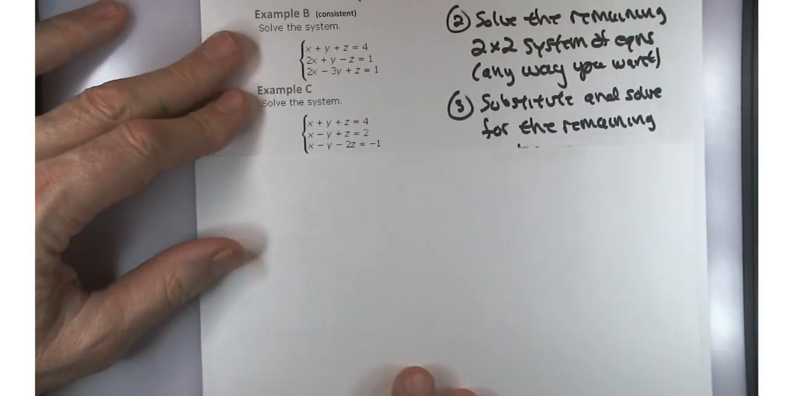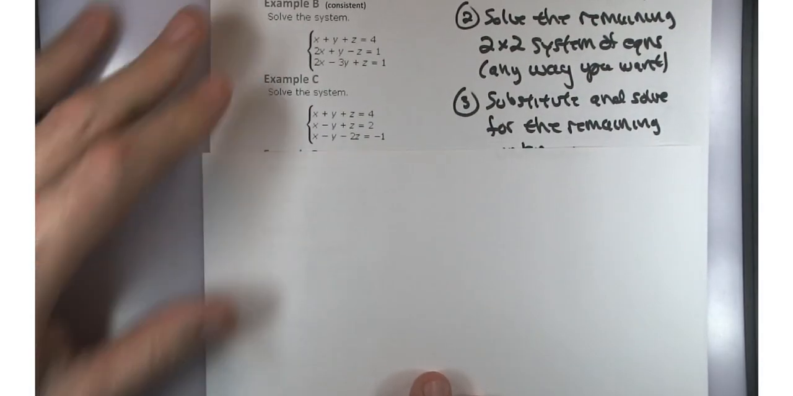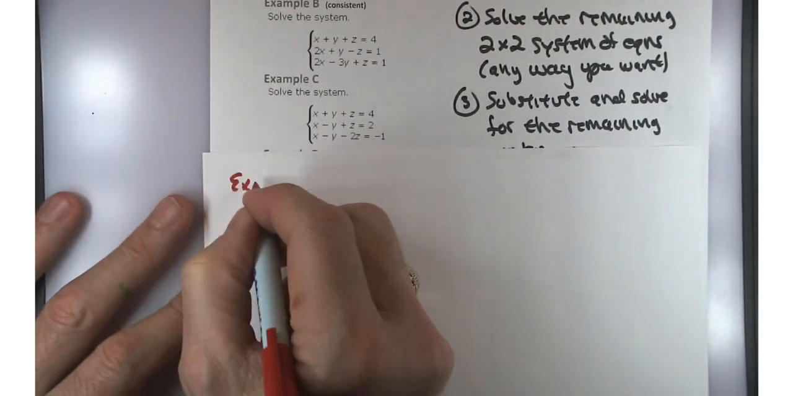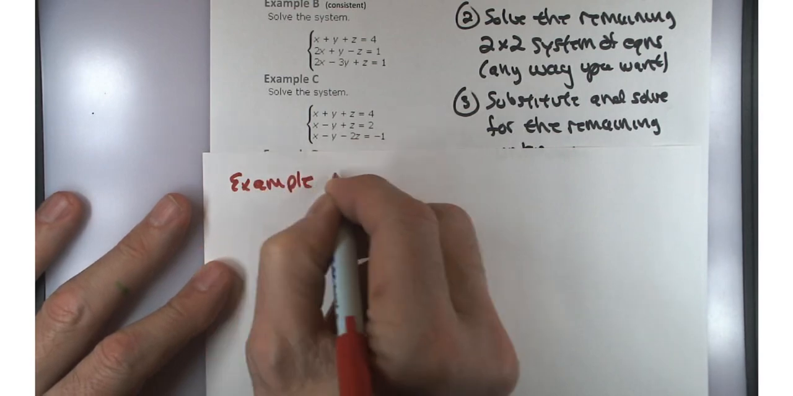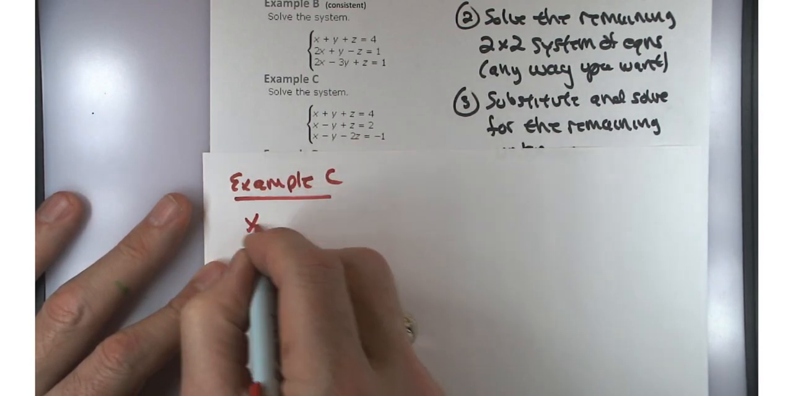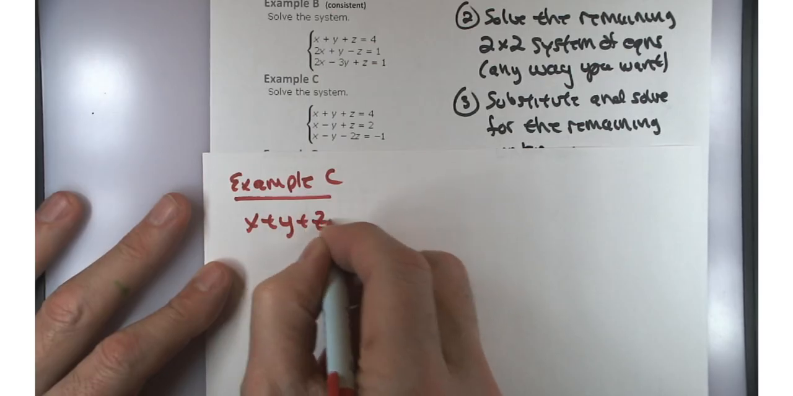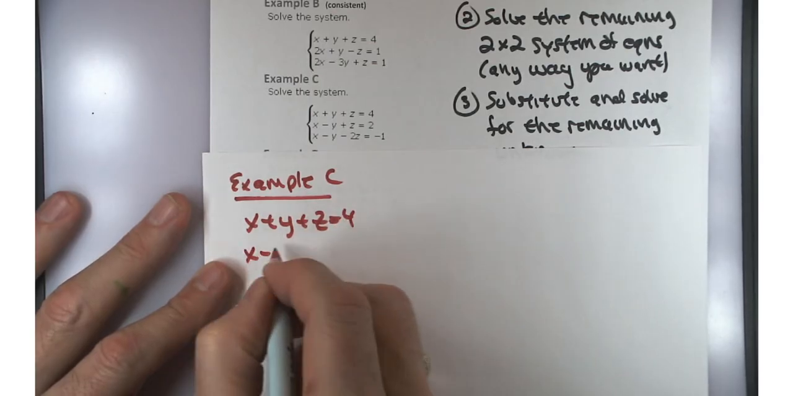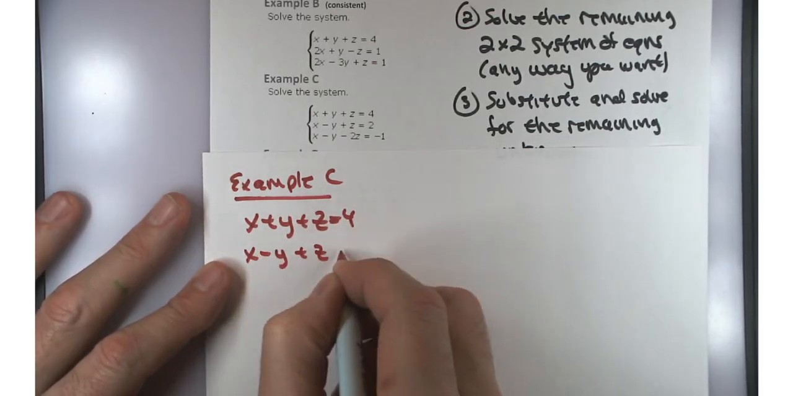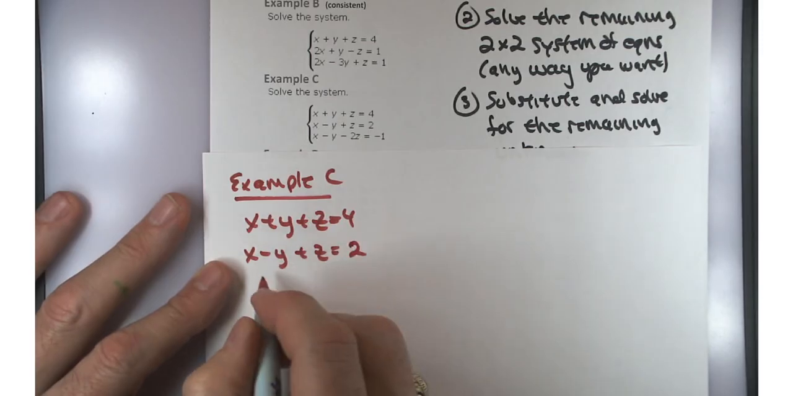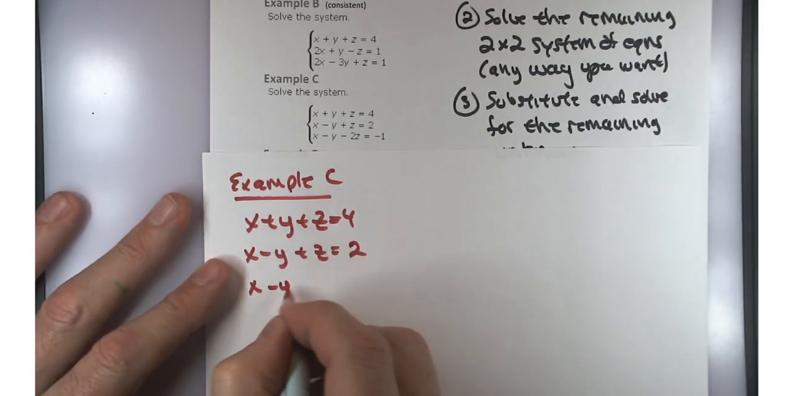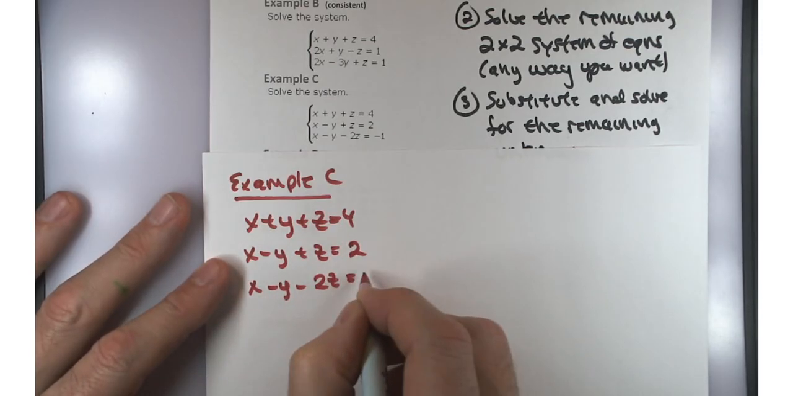All right. Let's do another one. Let's try example C here. So x plus y plus z equals 4. X minus y plus z equals 2. And x minus y minus 2z equals -1.